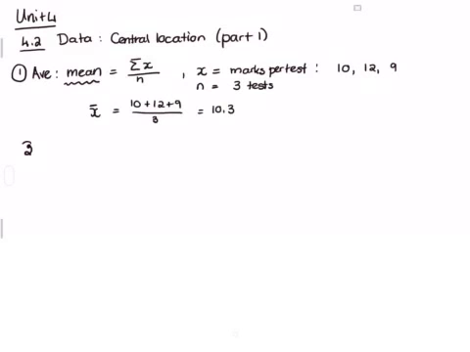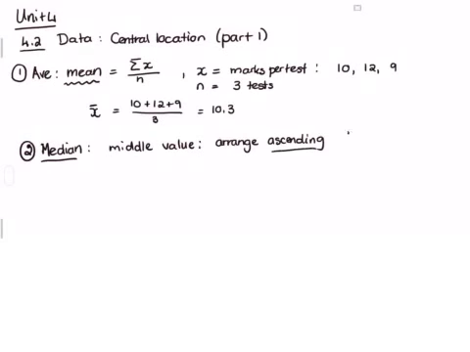The median is another one. And in the median, you don't do any, you can do a little calculations, but generally you just look at the middle value. So what you do is you take those test marks and you arrange them in ascending order. So you would first write the 9, then the 10, then the 12. And the mark that stands in the middle is the median.